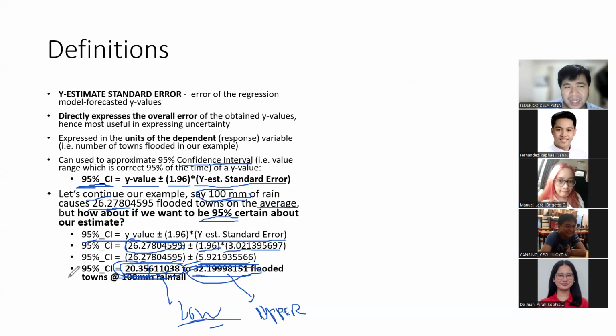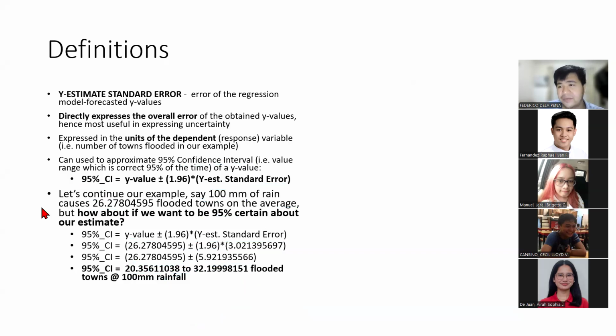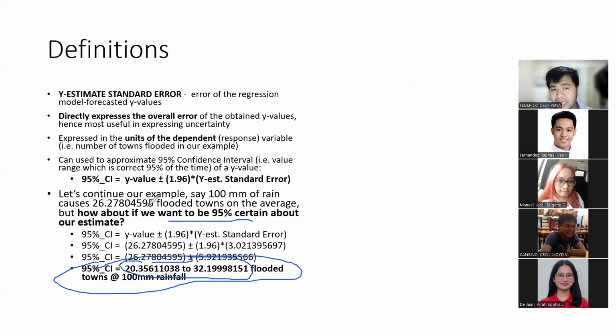So how you're gonna use the CI is really context specific. But knowing that this interval of values covers 95% of all the possible values could be quite powerful.